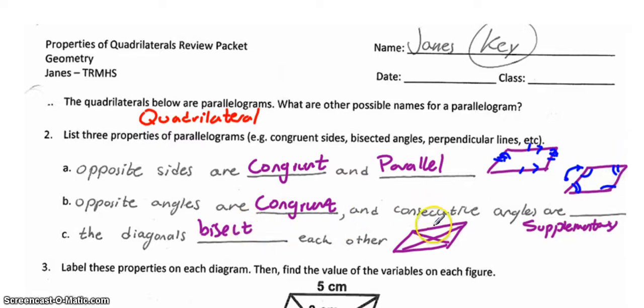C. The diagonals bisect each other. So remember that the diagonals, these segments that cut through the center, will be congruent to each other, just like that. They cut each other in half.